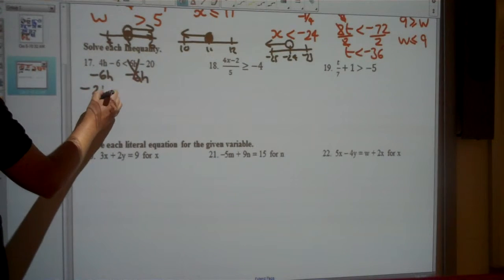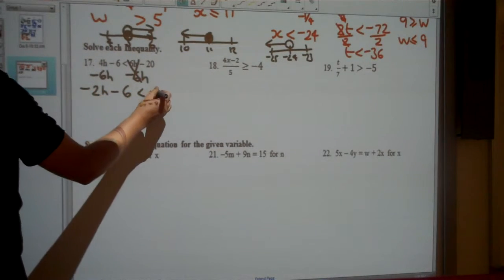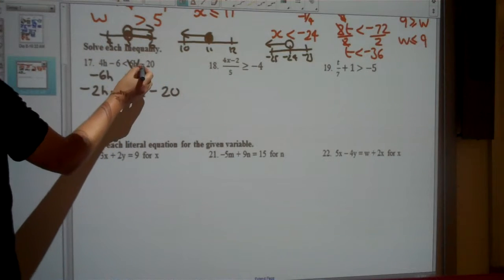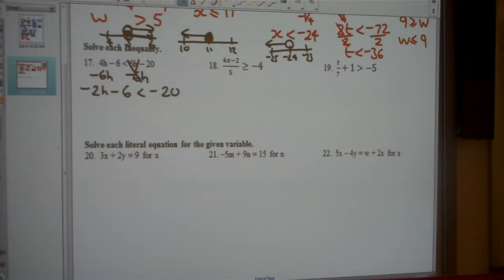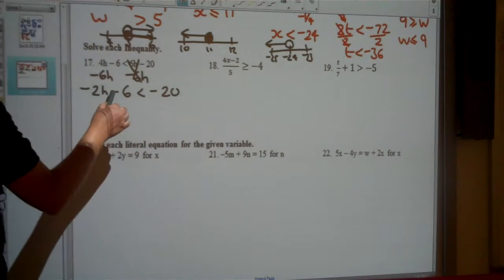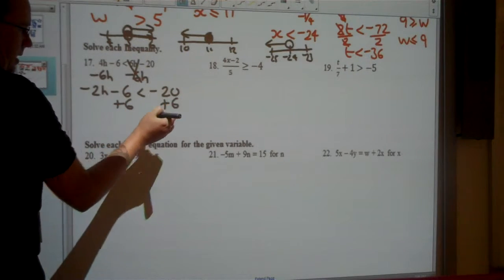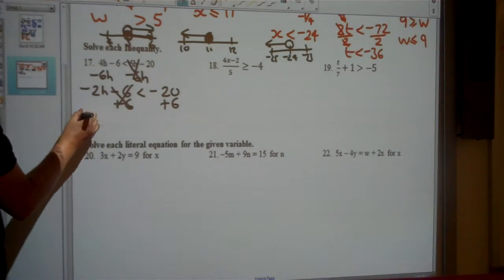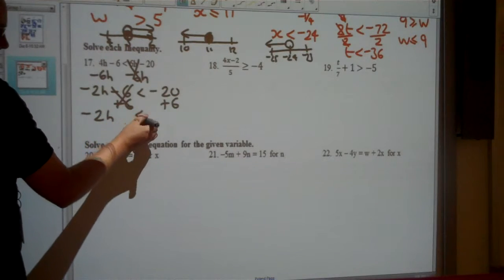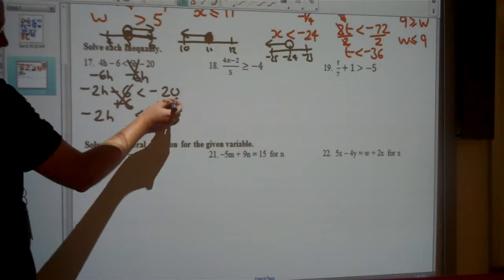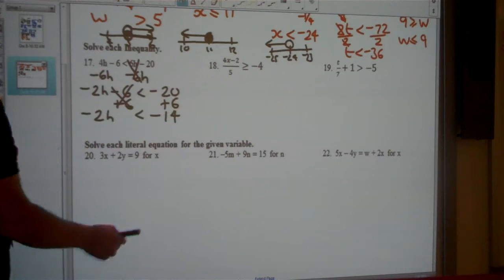So I've got -2h minus 6 is less than -20. Make sure you pick up the sign here as well. It's not just 20. As it says subtract 20, that means it's going to be -20. Now when we start moving the numbers across to the side, instead of subtracting 6, I'm going to go ahead and add 6, so this cancels. And I get -2h is less than -20 plus 6 is -14.